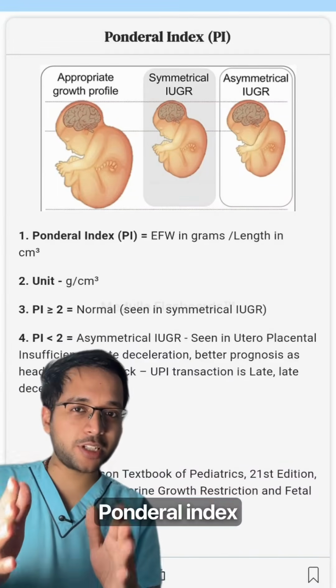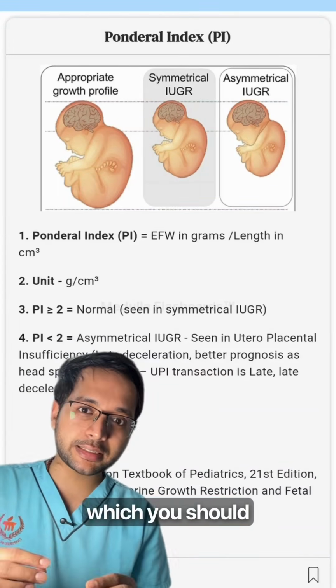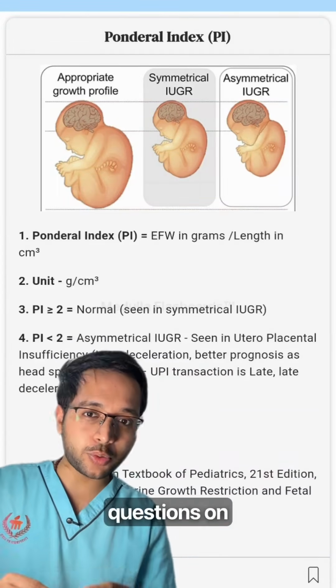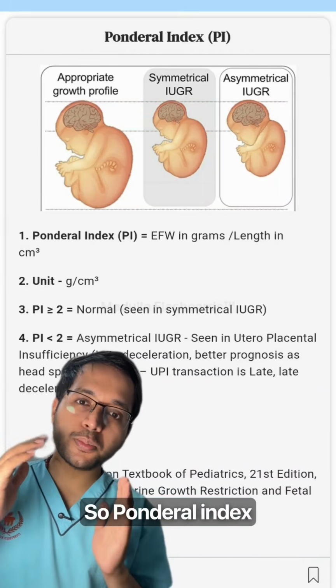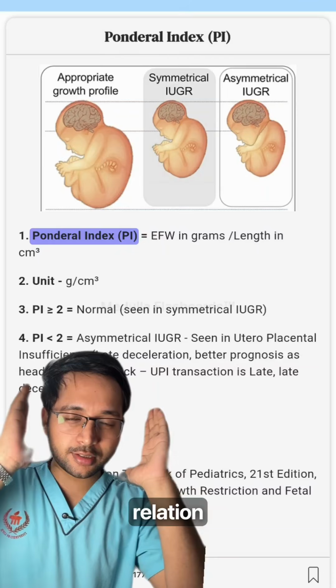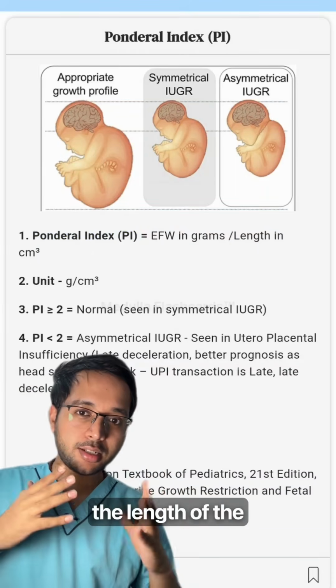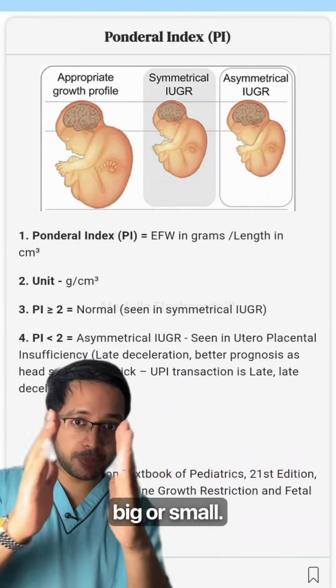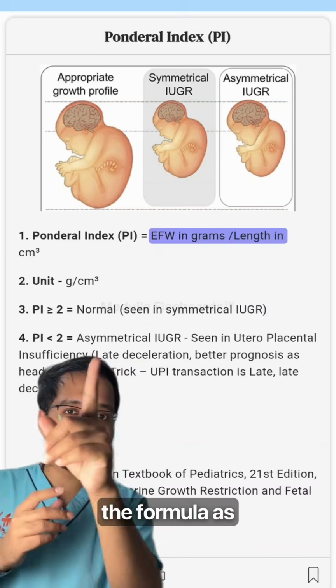Hi, let's study Ponderal Index today, a concept in pediatrics which you should understand before attempting questions on intrauterine growth retardation. So Ponderal Index is basically the proportion of the baby. Proportion meaning the relation between the head, the length of the baby and the weight, not just big or small. It is given by the formula as shown above.